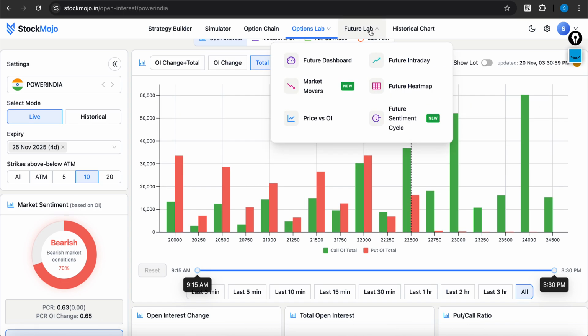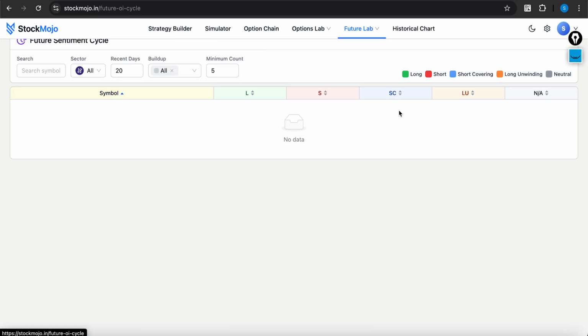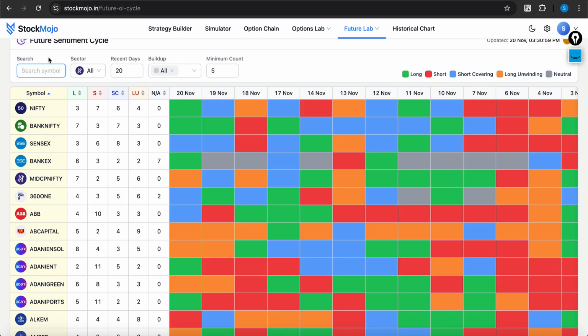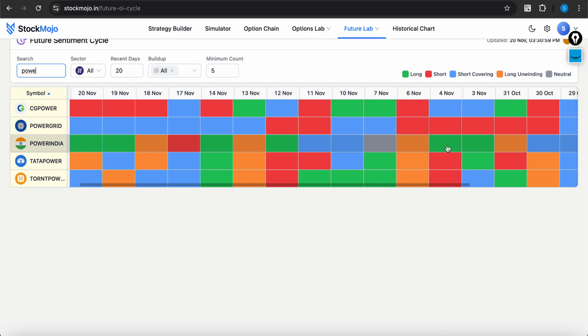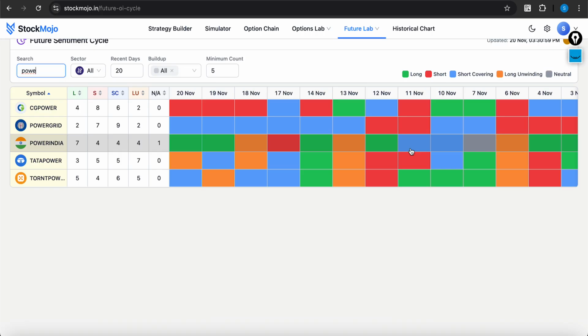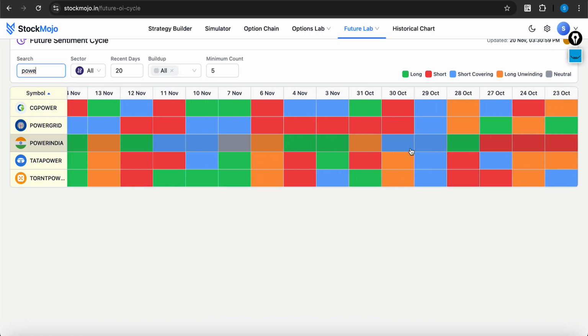Now you can also see the buildup. Go to the future sentiment cycle and select Power India. You can see the buildup is happening. There are no shorts, only a one day short. You need to understand buildup. When there is a one day short, you need to really check: are the call writers trapped, or is it just profit booking from big players? If you can read this data, you will be unstoppable. This is 1 month of data that we cater, so you can also double confirm the same.